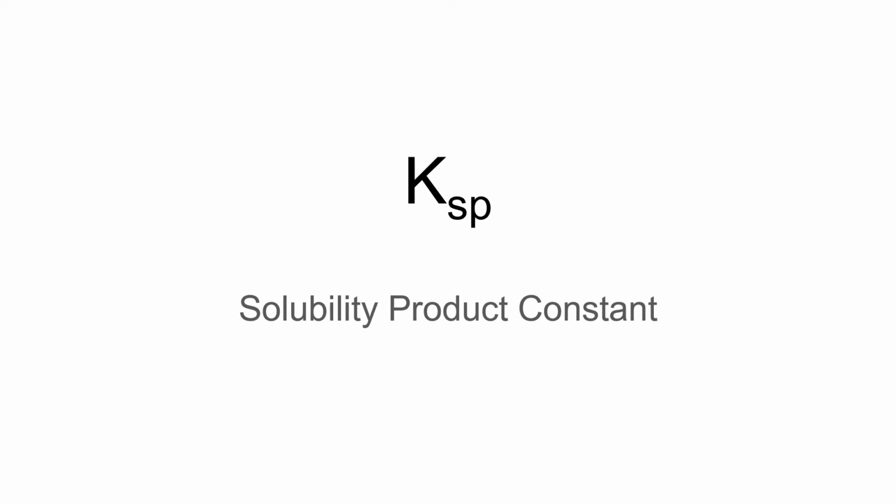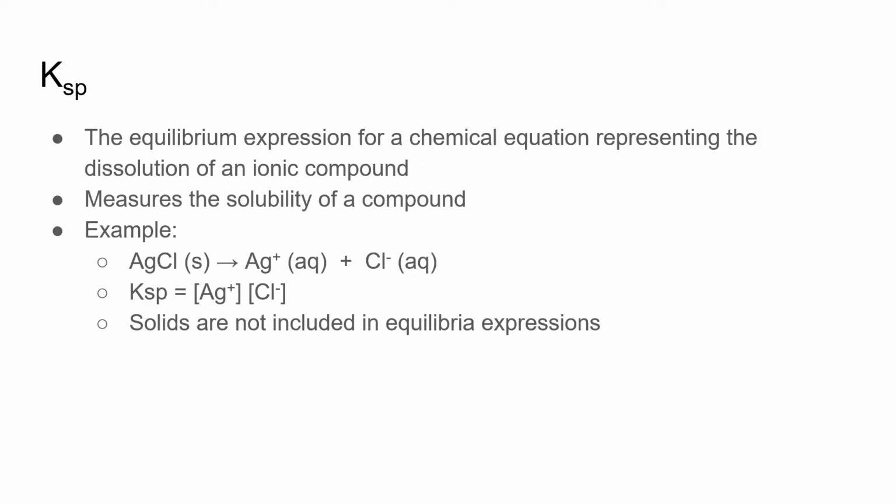Therefore, let's get started. KSP, the solubility product constant, is an important concept that helps us to predict whether precipitation occurs when a cation and an anion are combined. So here we have an example of the silver cation and chloride anion, and when they are combined we can see that there's a solid formed here.